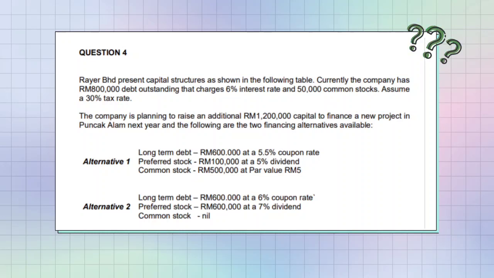Currently, the company has 800,000 debt outstanding that charges 6% interest rate and 50,000 common stocks. Basically, this is the current capital structure for the company. Next, the company is planning to raise an additional 1,200,000 capital to finance a new project in Puncak Alam next year. As you can see, there are two financing alternatives, alternative 1 and alternative 2. We have to compute all the information in order to identify the company EBIT.